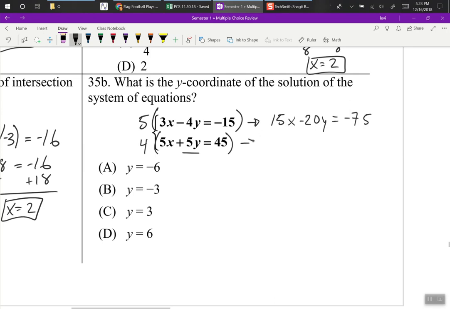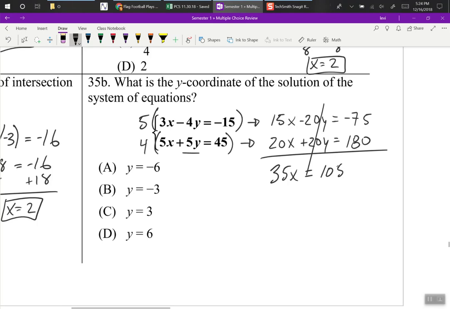So that would make 20x plus 20y equals, and 4 times 45, well, 4 times 50 would be 200, and 4 times 5 is 20, so 200 minus 20 would be 180. Bunch of different ways we could have done that. We add them together and our y's cancel, so we get 35x equals 180 minus 75 is 105. Divide by 35, and so we get x equals 3.